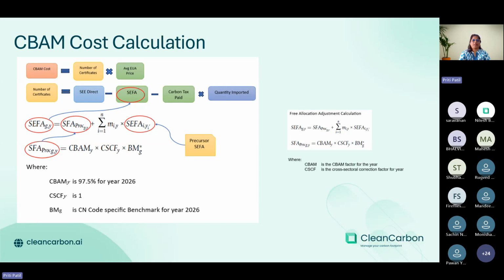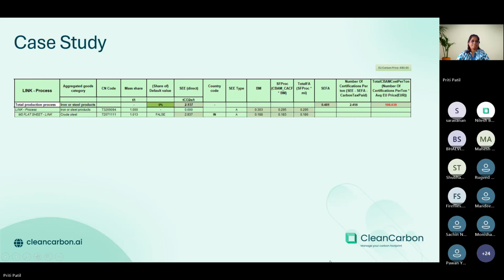Now let's see it by example to make it more clear. This is a big table, so I hope everyone can see it. So this is the hypothetical example. This is one product of iron and steel category with this CN code of 73269094. This is iron and steel category product.